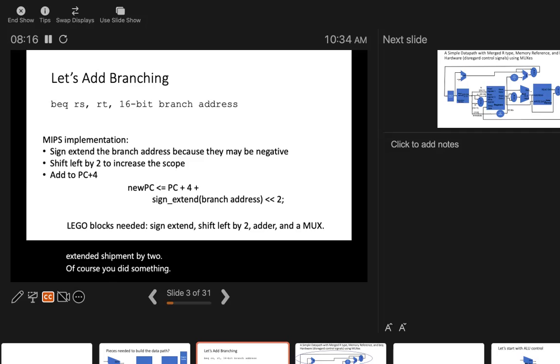Well, the sign extended value is actually shifted. You see the plus 4 now. That goes to the unit shift left by 2, and whatever you get needs to be added. So what other units might you need? An adder.